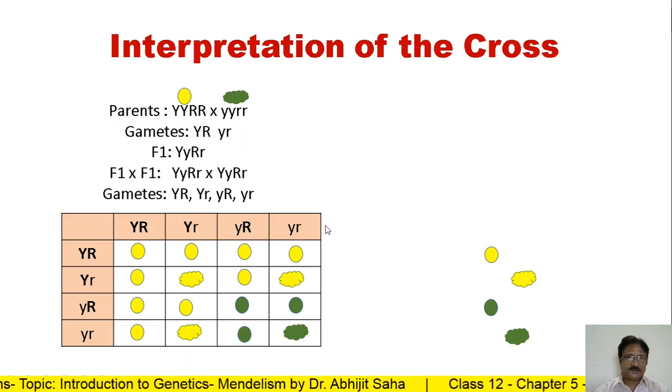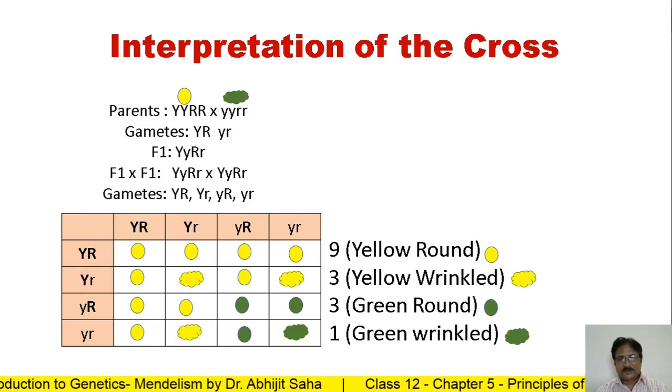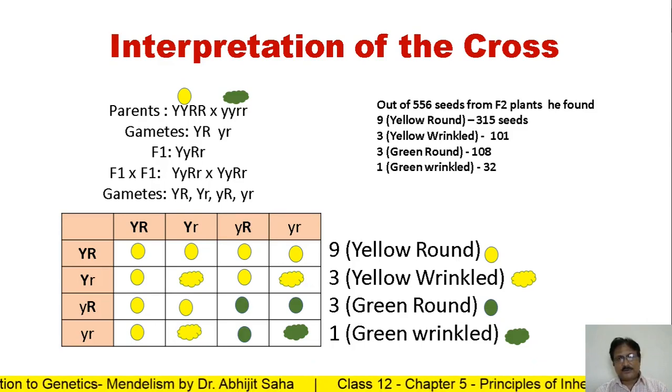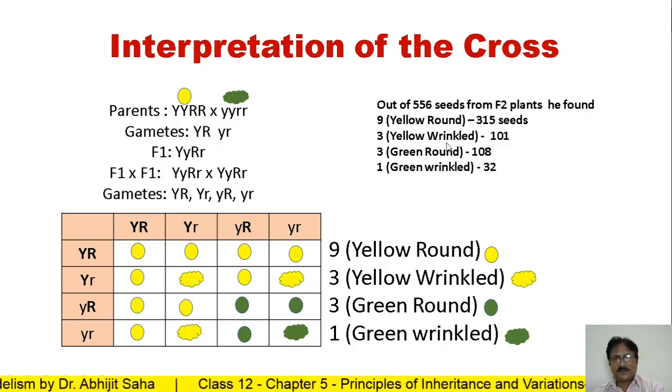The same thing we have just seen in the previous slide. This is how the cross occurs. 9, 3, 3, 1 is the phenotypic ratio. Now, how did Mendel get this result? Mendel chose 556 seeds from the F2 plants and found that 315 seeds were yellow round, 101 were yellow wrinkled, 108 were green round, and 32 were green wrinkled. Making these ratios, we get 9, 3, 3 and 1.